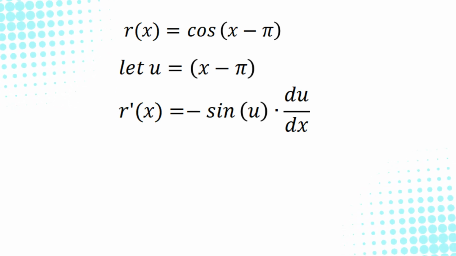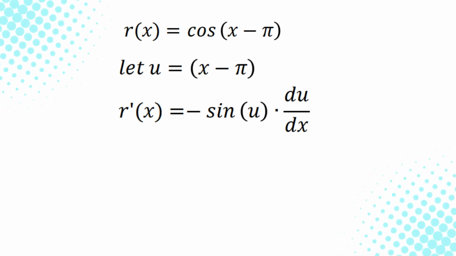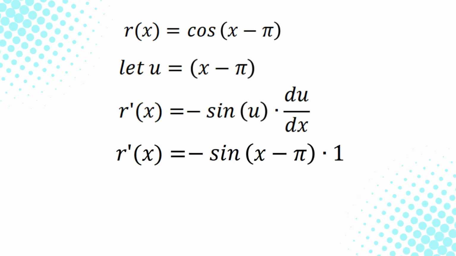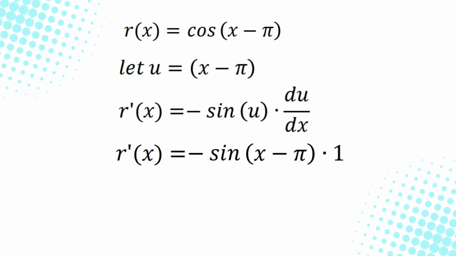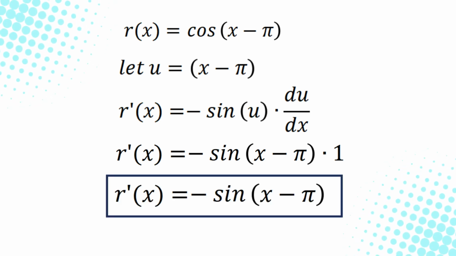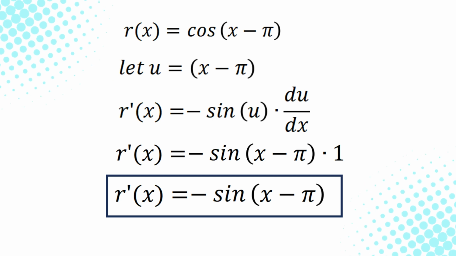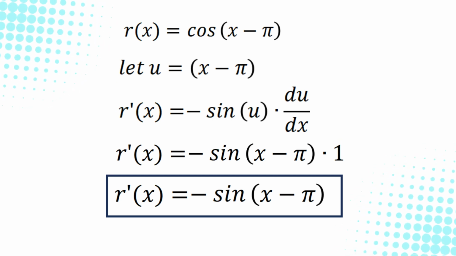Now we are going to simplify the inner derivative. Simplify by multiplying negative sine of x minus pi by 1. The first derivative is negative sine of the quantity x minus pi.